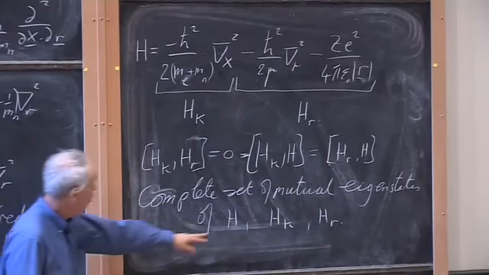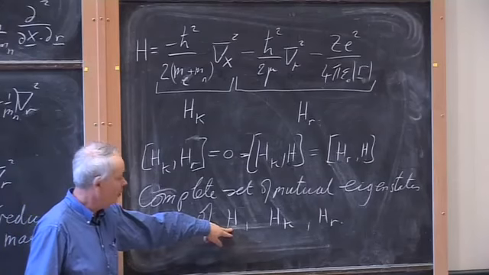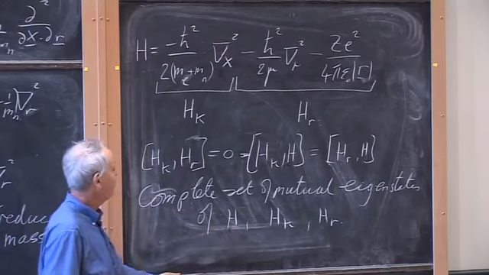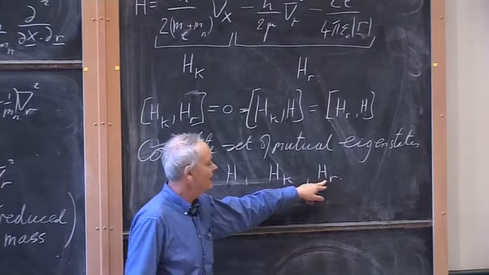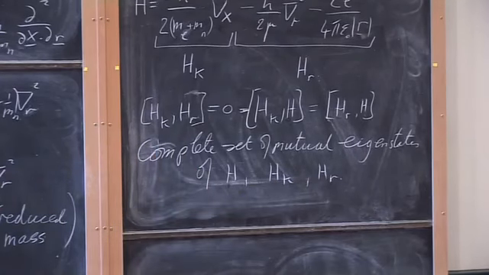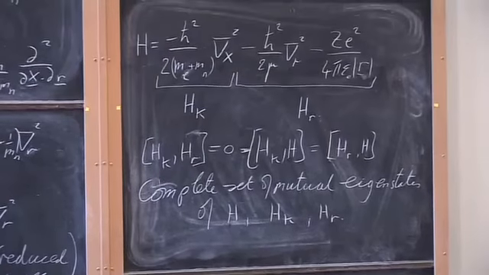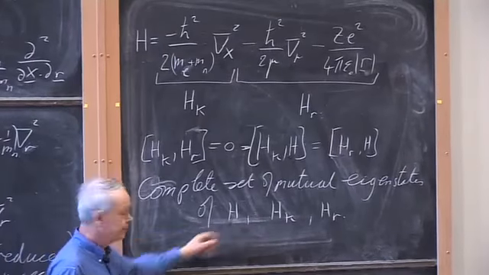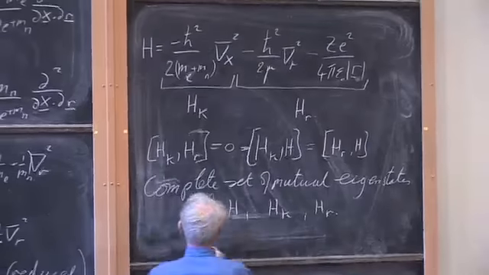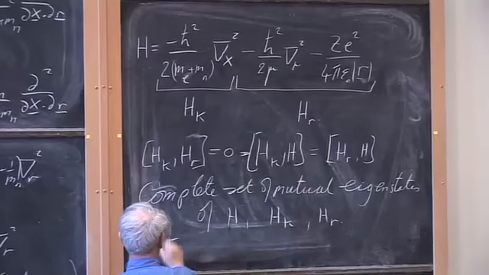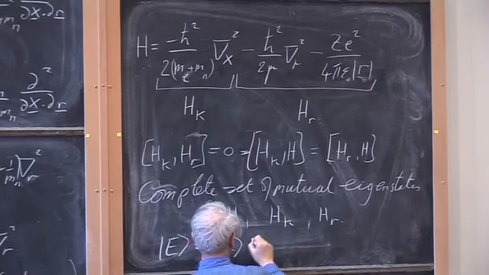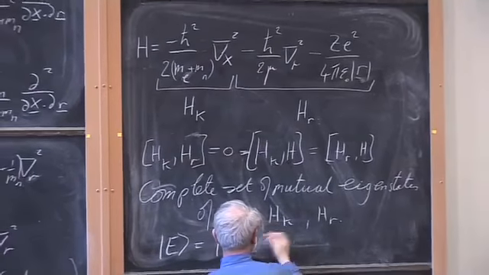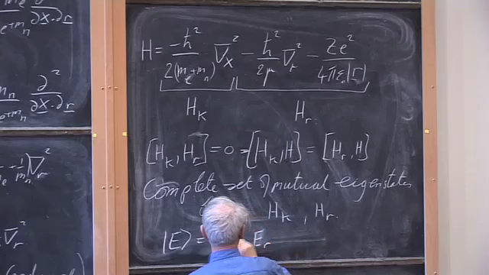So we want eigenstates of this. That's what we set out to find. And what we've discovered is that if we find the eigenstates of this and this, all we need to do is multiply them together and we will have eigenstates of this. So what does this imply? This implies that the state is equal to some state of K times some state E_r, or E_K.